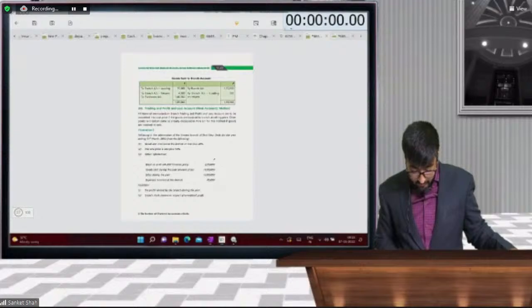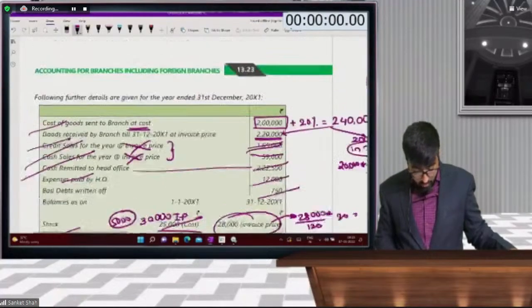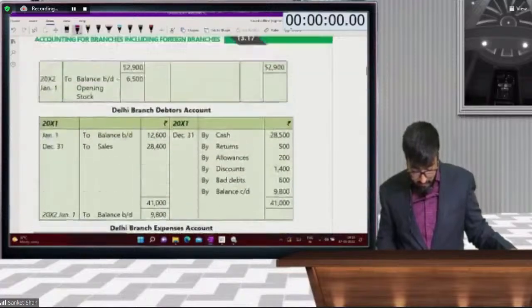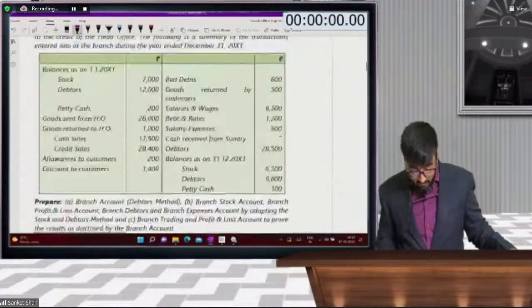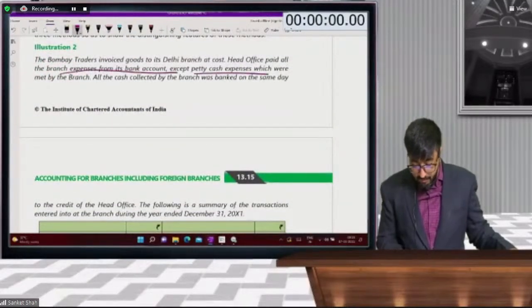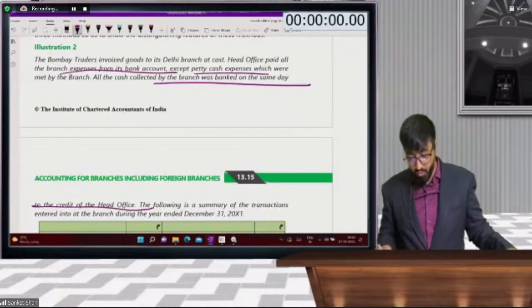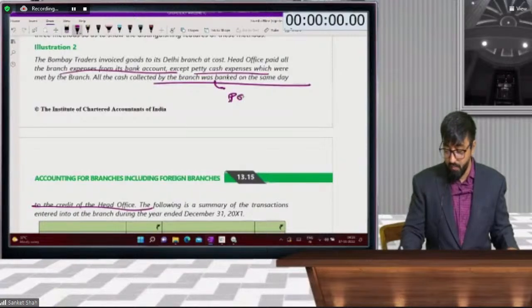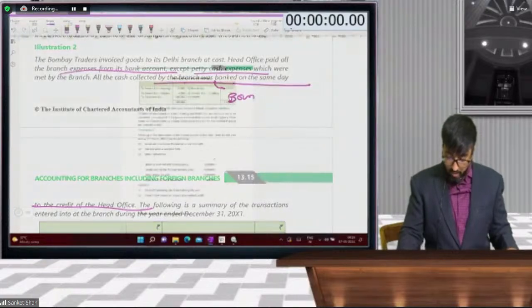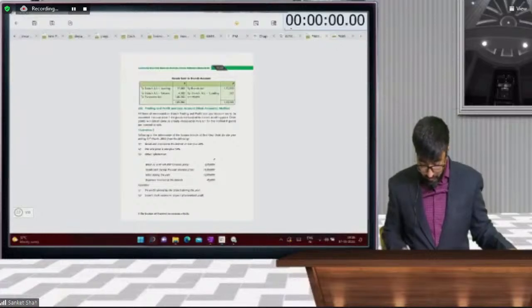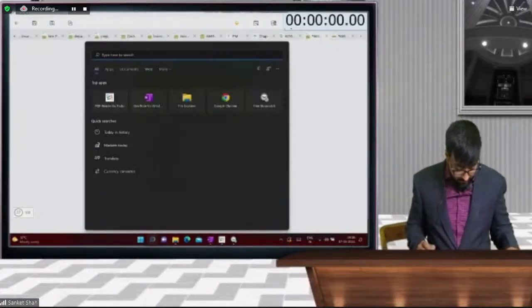Today's homework, yes, homework day. The second one you will try by your own. See beta, I'm just giving you a hint for this second question. This is at cost rate, it's very simple. Head office paid all branch expenses except petty cash expenses. All daily cash is remitted to HO. What does it mean? Branch does not maintain a cash account. Cash account is not open. So you can write over there: branch does not maintain cash account.